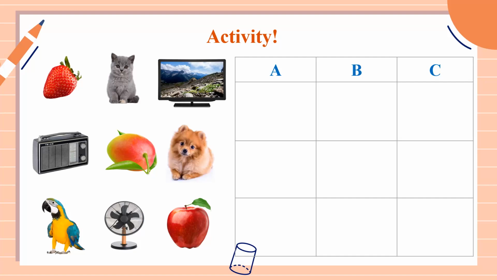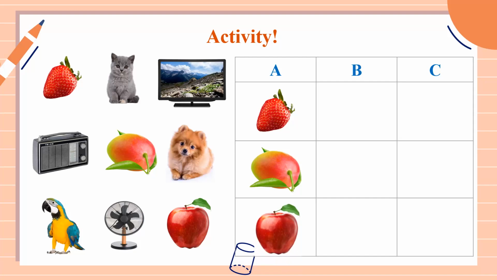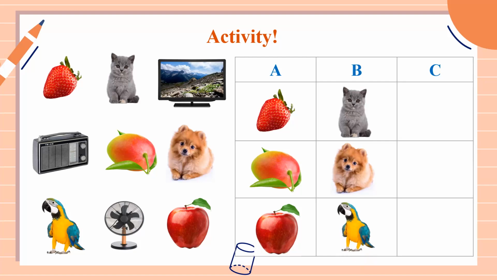For strawberry, let's put that in A. And then we also have mango for A, and apple for A. For group B, we can start with cat. And then we have dog, and then we have bird.